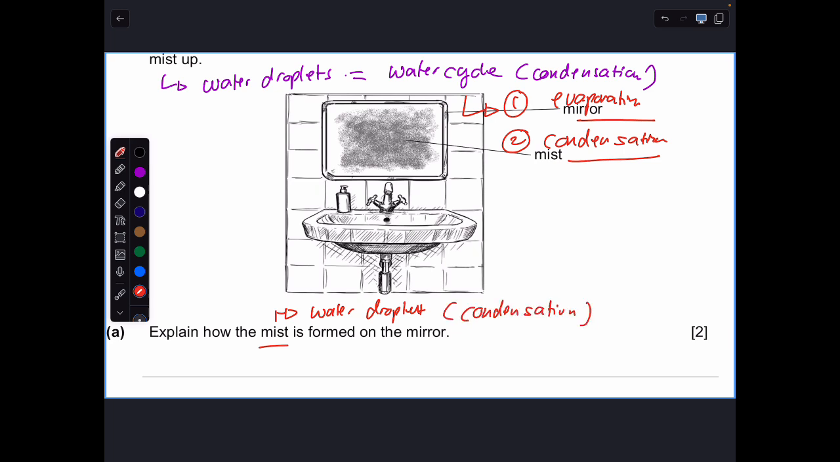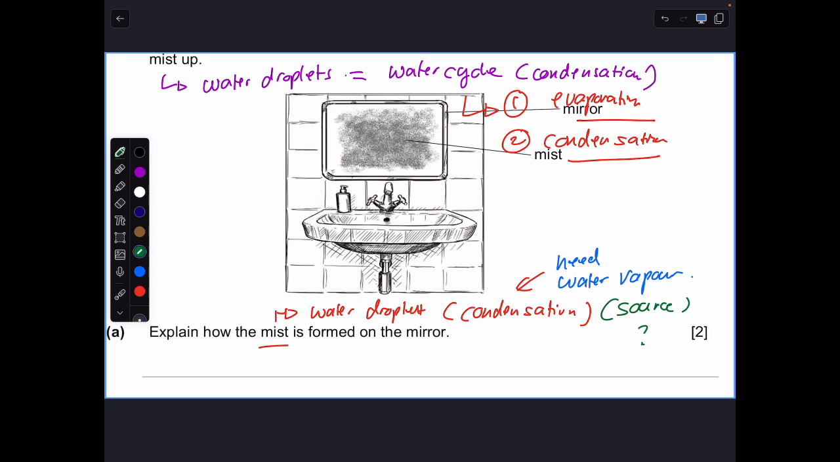Now, in order for condensation to happen, you will need water vapor. Then the next question to ask yourself is, what is the source of your water vapor? Where is the source of this water vapor? From where did this water vapor come? Another thing, when it comes to condensation, you will need a cooler surface.